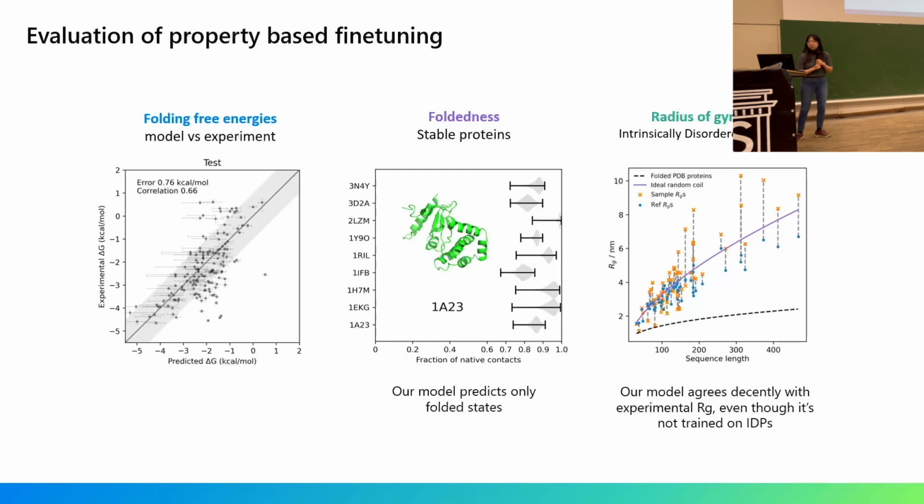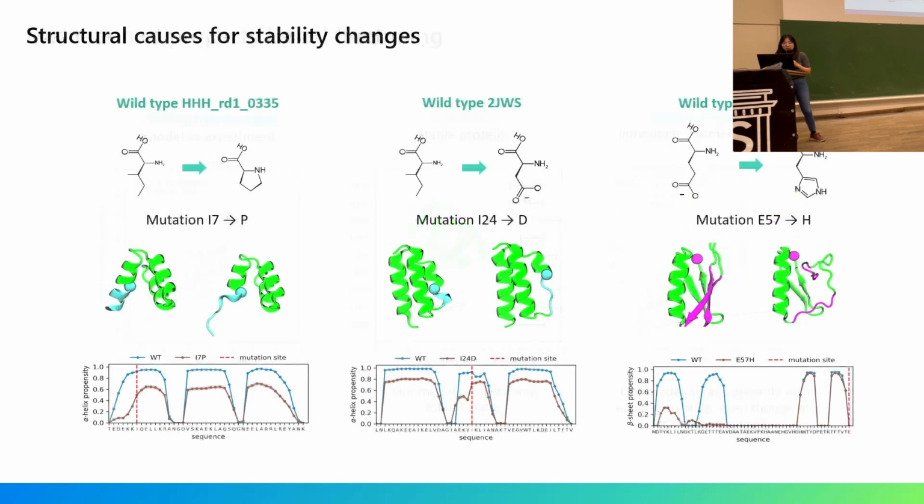Another thing that we have looked at are those disordered proteins. So our model has never been trained on any disordered proteins, and those are all very dissimilar to our training set. And we checked how the radius of gyration of those structures look compared with the experiment. And surprisingly, they seem to show a very strong correlation. So this is a bit beyond our expectation already.